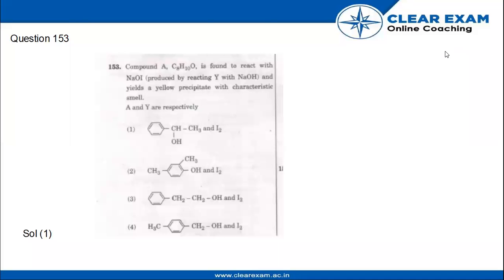Hello, NEET 2018 consultation paper, question number 150. Compound A, C8H10O, is found to react with NaOI, produced by reacting Y with NaOH, and yields a yellow precipitate with characteristic smell. A and Y are respectively, these are the options given. Let's find out the answer.